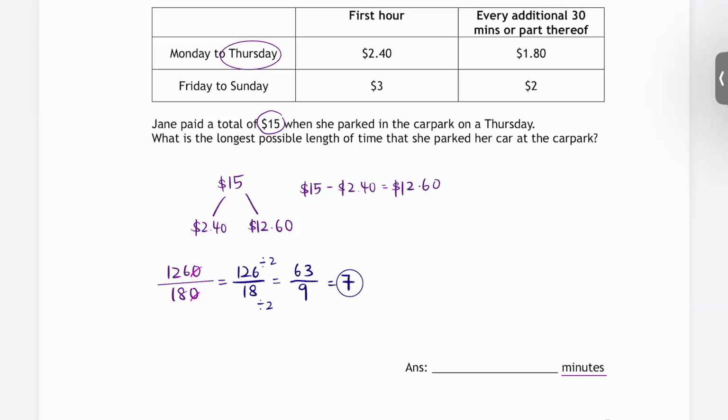So there are 7 sets of $1.80, which means that there are 7 sets of 30 minutes. Including the first hour, we're taking 210 plus the 60 minutes in the first hour. Our answer will be 270 minutes. So this is what paper 1 is about, and we can move on to paper 2.